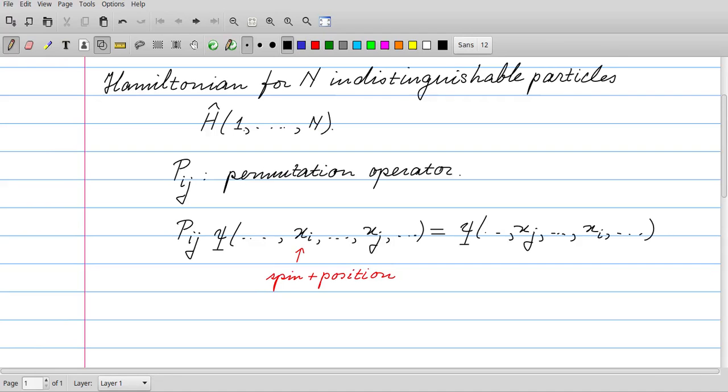Formally, the Pij is defined by its action on a many-body wave function. So here we have a wave function psi, which depends on the quantum numbers of particles i and j. We call them xi and xj. They may be the positions of these particles, but they may also include other variables like spin. And we see that the effect of Pij is to exchange the xj and the xi.